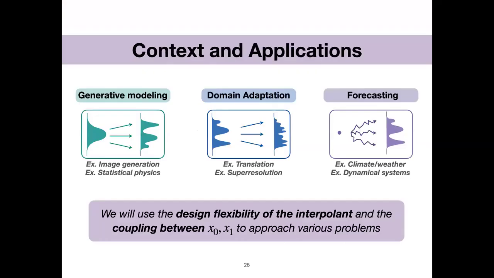So I'm just going to pivot quickly to some context for these types of methods and the applications that we're trying to consider. As a reminder, we're interested in generative modeling, domain adaptation, and problems related to forecasting. We're going to try to exploit the fact that we can design these interpolants in a variety of ways and construct various types of couplings to fulfill these tasks.